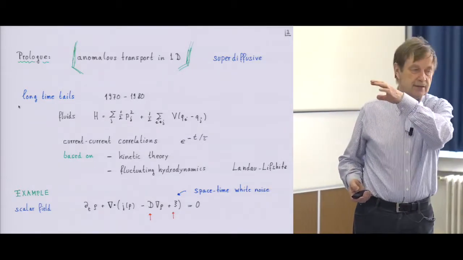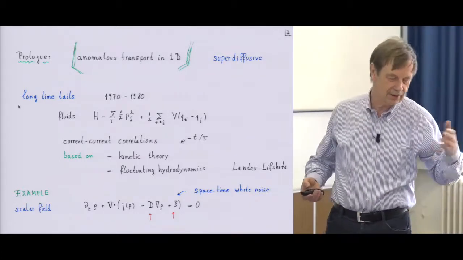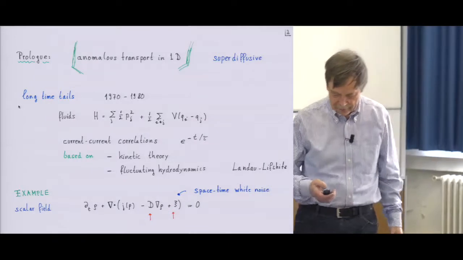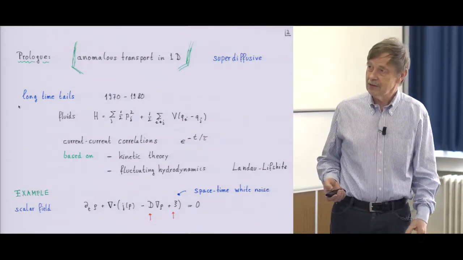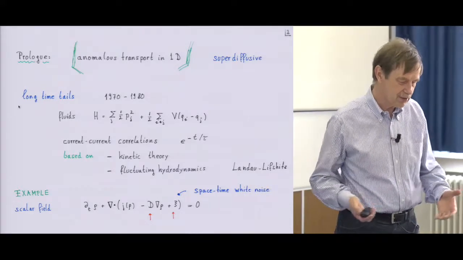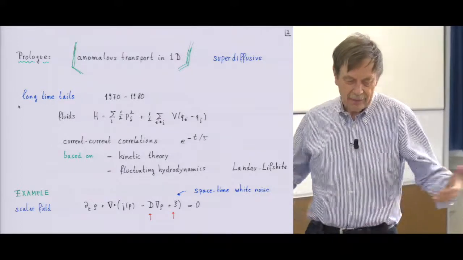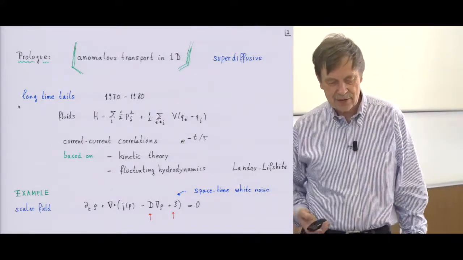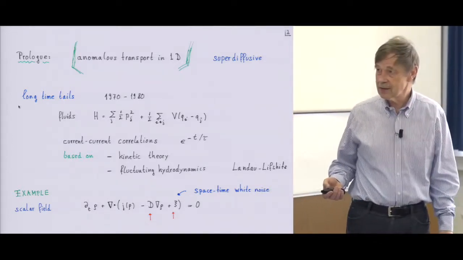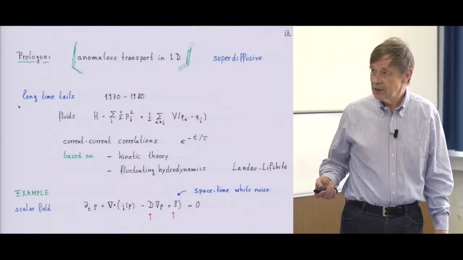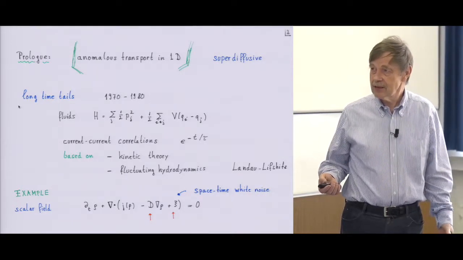Since I'm going to use this, I want to remind you a little bit. It's very simple, so I just want to remind you of what that theory is. What you do there is that you try to write down something which is phenomenological, but nevertheless captures the large-scale physics which you want to describe. For this purpose, let me just take as an example a scalar field. So I think of this as a density. And it should satisfy a conservation law.